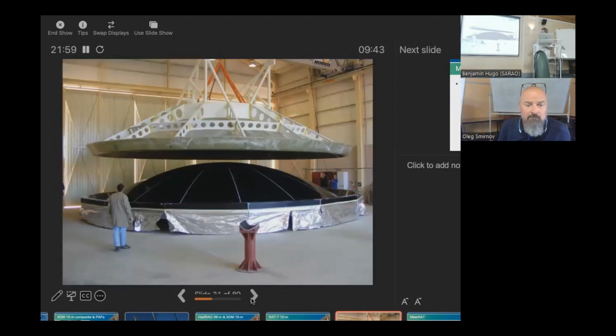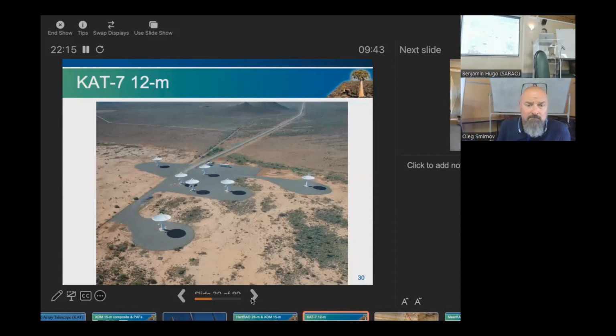But we still used fiberglass to make a molded dish. And we learned a little bit more about how to build these, or not to build these things. So KAT-7 taught us a lot. And KAT-7 did some science, though there were quite a lot of papers that came out of KAT-7. But very importantly, what it did is it really taught our engineers an awful lot.